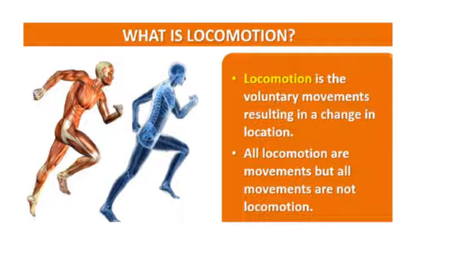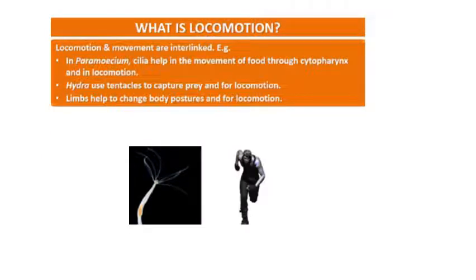Now, out of all of these, only some movements result in change in location. So, locomotion can be defined as voluntary movement which results in change in location. All locomotion are movements, but all movements are not locomotion because not with every movement the position is changed. So, locomotion and movement are always interlinked.